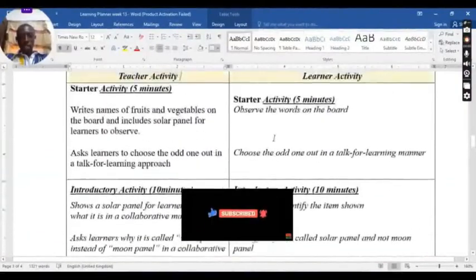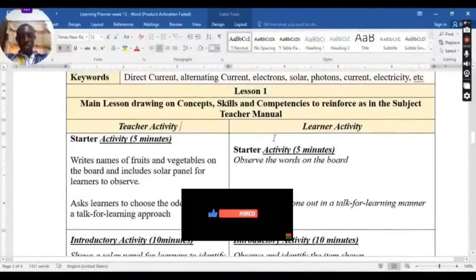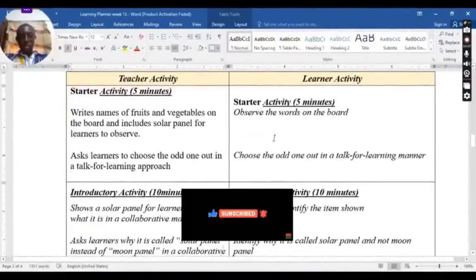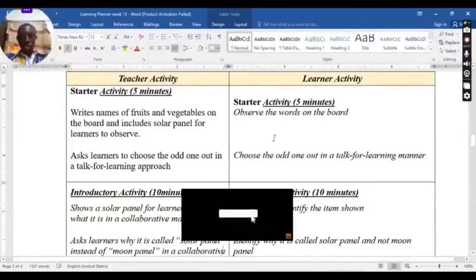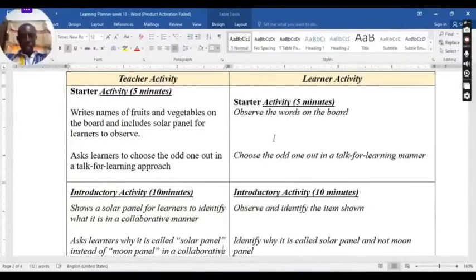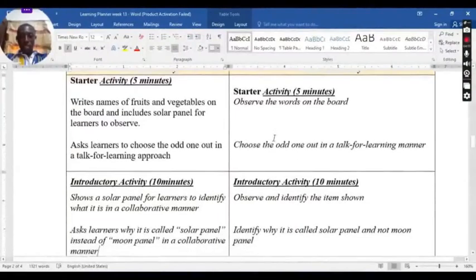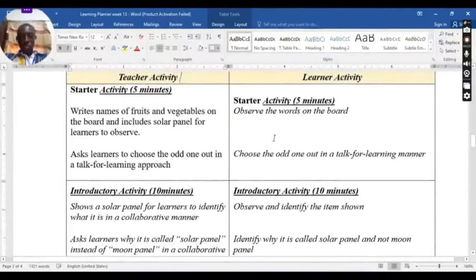Apportion the time well. It doesn't mean that if my starter is 5 minutes, yours should be 5 minutes. But you must make sure that more time is given for activities, because activities usually have a lot of things with them. Remember activities: activity 1 and activity 2, that is what I'm talking about. So don't spend much time in the starter and the introduction.